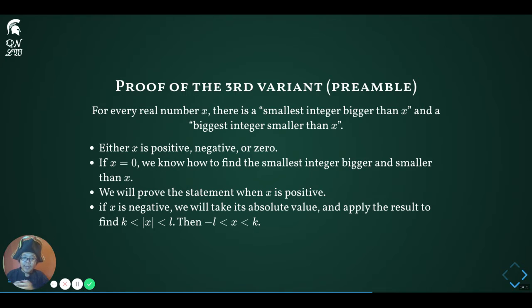To deal with the case when x is negative, what we will do is apply the proven case for positive numbers to the absolute value of x. This way, we get two integers k and l, with k less than the absolute value of x and l bigger than the absolute value of x. By taking negatives, we see that minus l is less than x, which is less than minus k, and we're done. So all that remains is to prove the statement when x is positive.